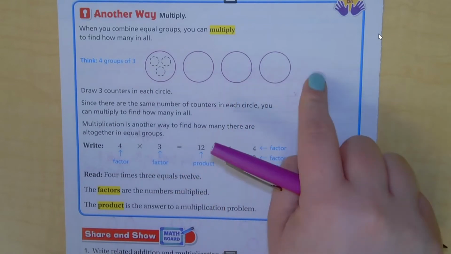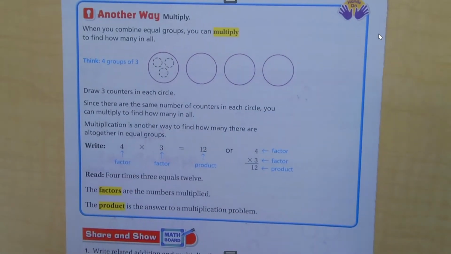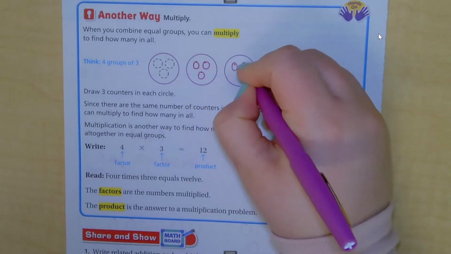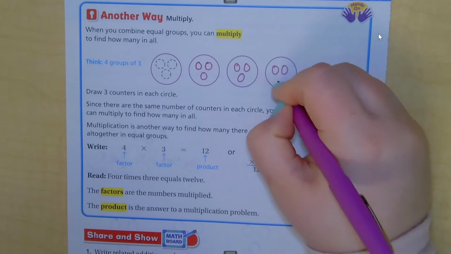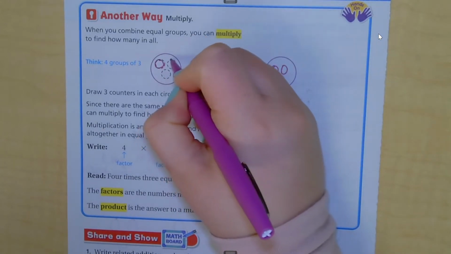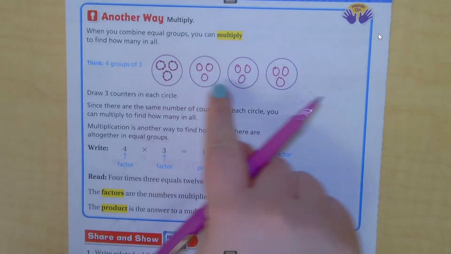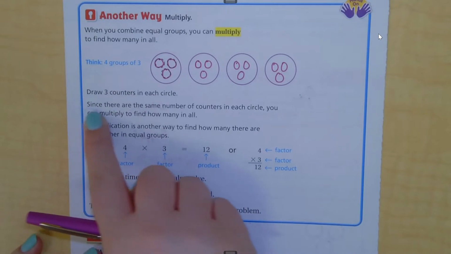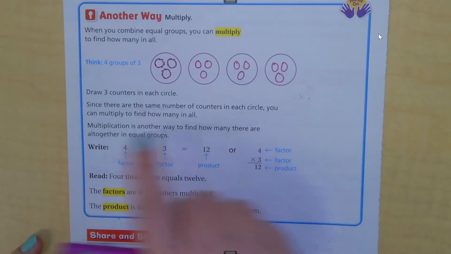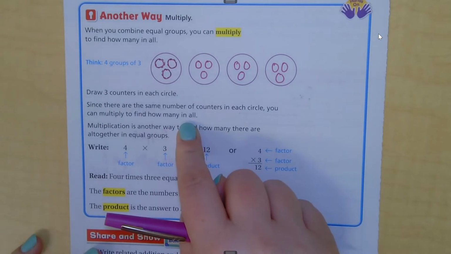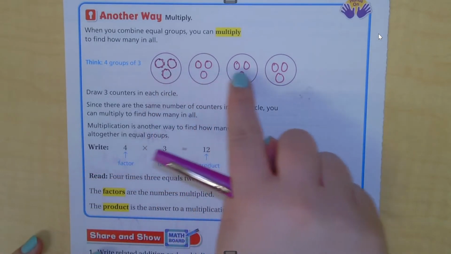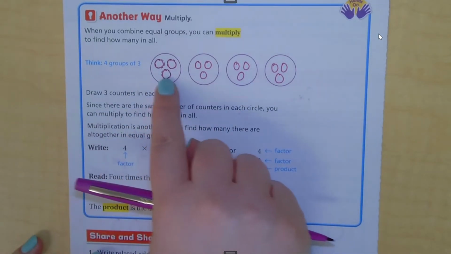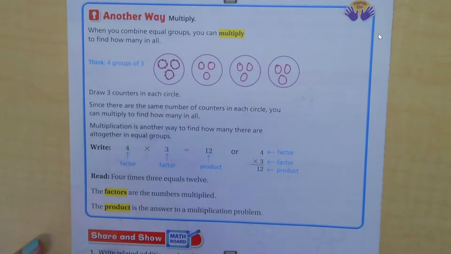Here's our 4 loaves of bread, right? And they have 3 apples each. So let's go ahead and draw in the 3 apples in each loaf. Okay, everybody should have 3 apples in each loaf of bread. Now, since there are the same number of counters in each circle, you can multiply to find out how many in all. You cannot multiply if the number is not the same in each group. You can only multiply if it's equal groups, meaning each group has the same amount. That is very important.